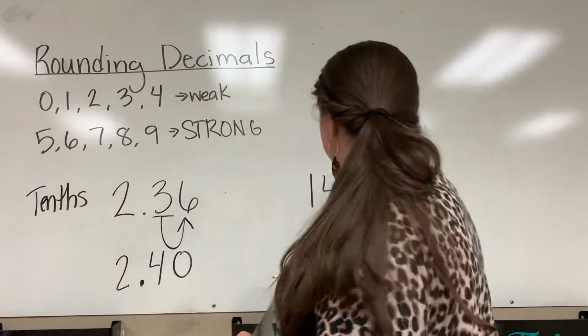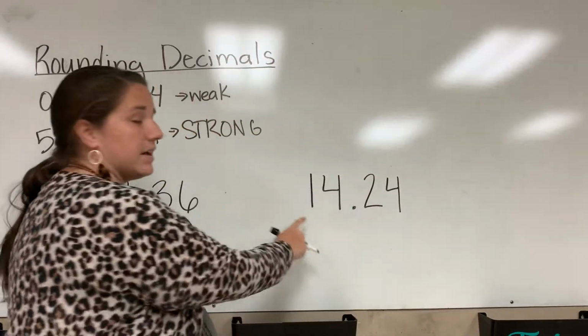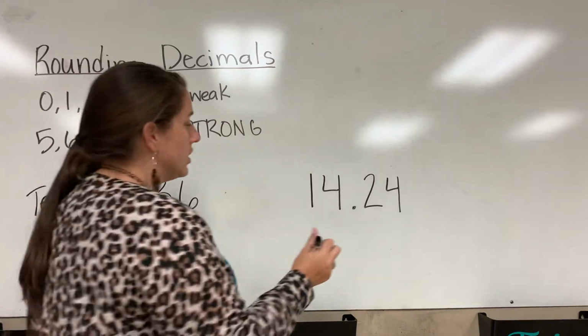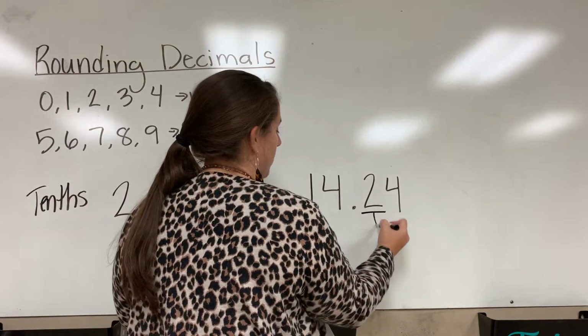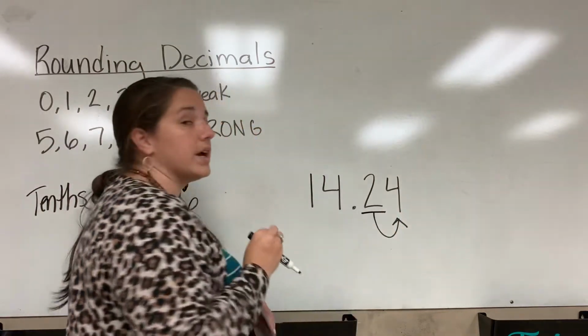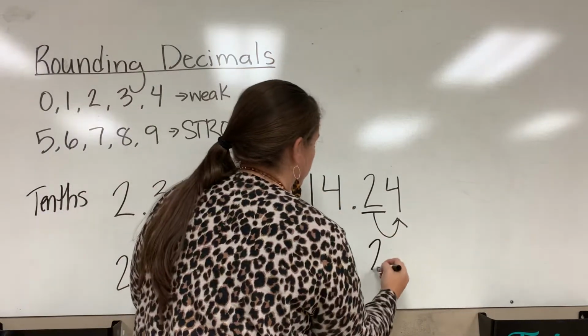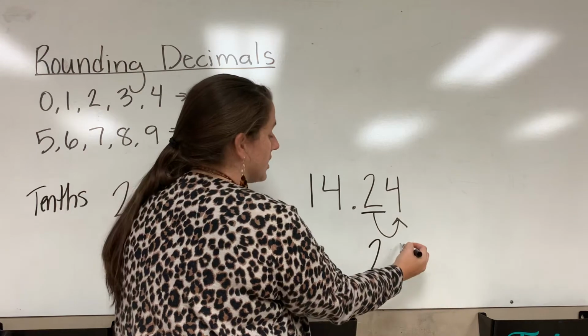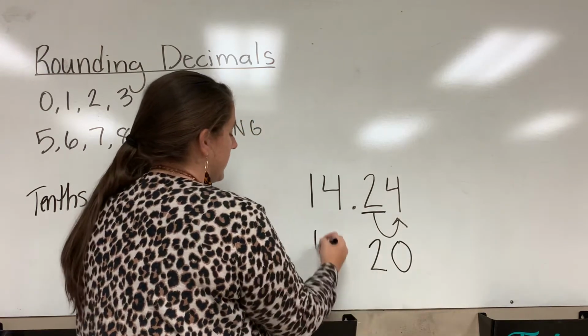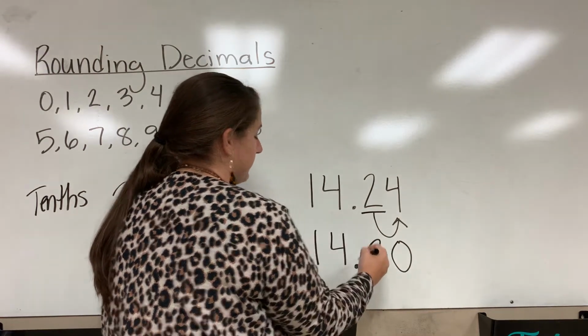Okay, let's do it again. Again, we're rounding to the nearest tenths place. So we're gonna underline that 2, and we're gonna look at the 4. 4 is a weak number, so the 2 is not going to change. Everything to the right turns to a 0. Everything to the left stays the same.